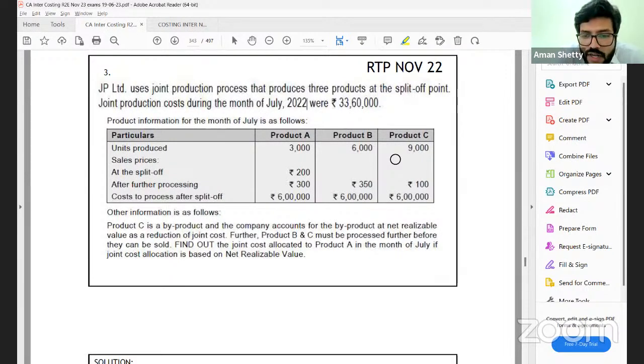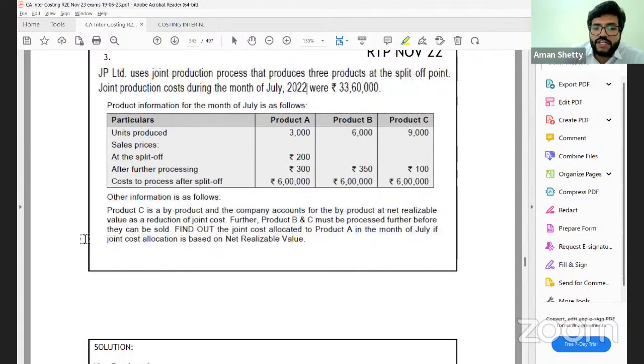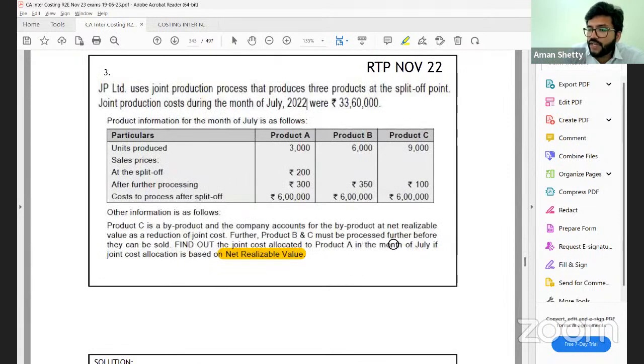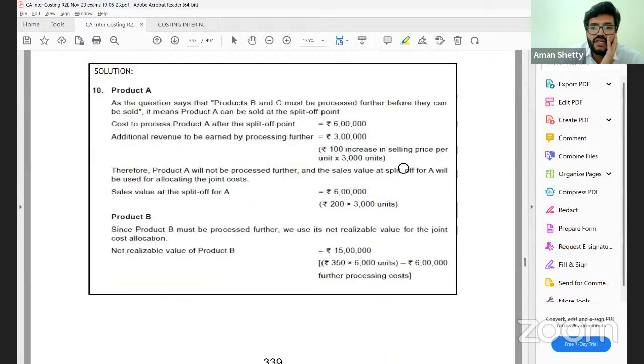So we'll do it. Further, products B and C must be processed further before they can be sold. Find out the joint cost allocated to product A in the month of July if the joint cost allocation is based on NRV. Okay, NRV method we use. Products B and C must be processed further, which means product A can be sold at split off. They've not given that for product A. So now you need to choose whether I sell it at split off or after further processing.